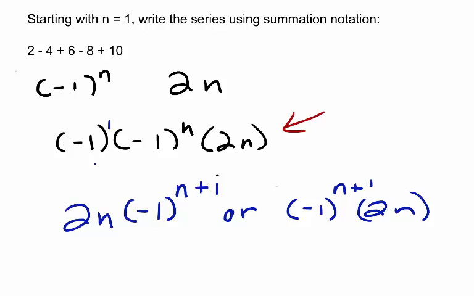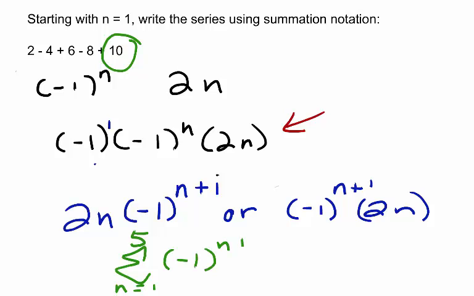Putting this into our summation formula, we have the sum from n equals 1 to 5. And the reason this goes to 5 is because this is the value that, when plugged into the formula, will yield 10. So anyway, the sum from 1 to 5 of negative 1 to the n plus 1 times 2n.